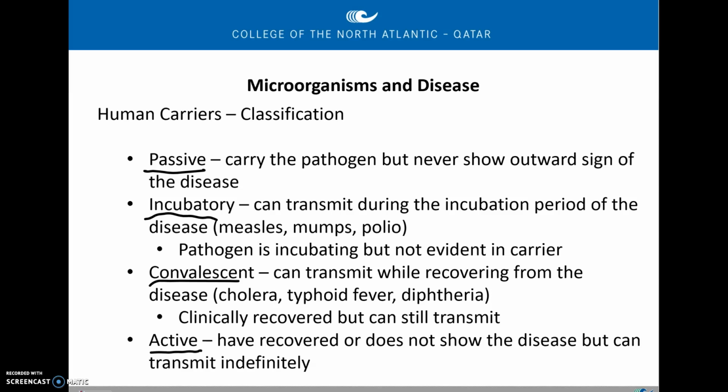A convalescent carrier is when you've had the disease, but you're feeling better now. You're convalescing, you're getting better. The disease in you has lessened. But even though you're feeling better, you can still transmit that disease. Cholera, typhoid fever, diphtheria can all be passed through a convalescent carrier. And finally, you can have an active carrier. This person has recovered from an illness, doesn't show any signs of disease, but they can still transmit, and this can happen indefinitely. It can go on for long, long periods of time.